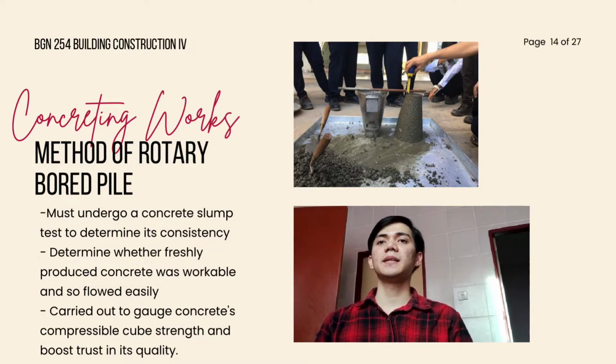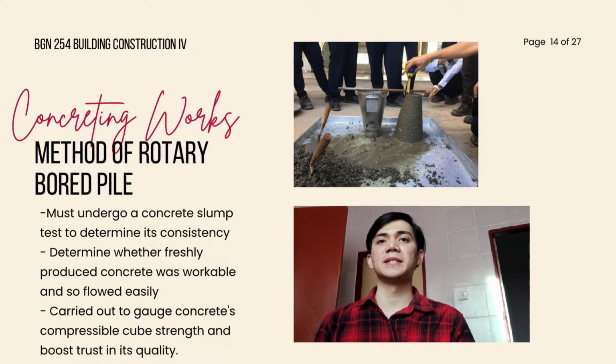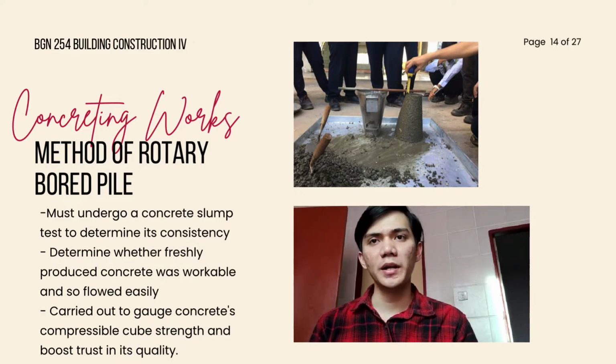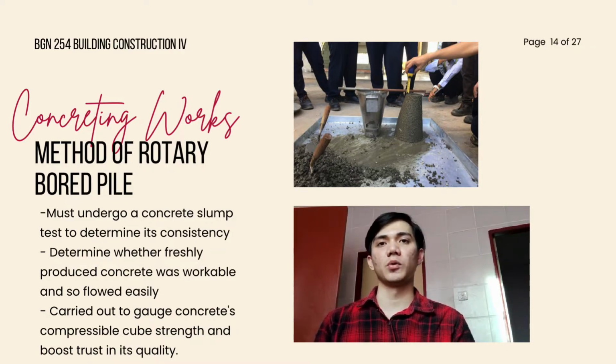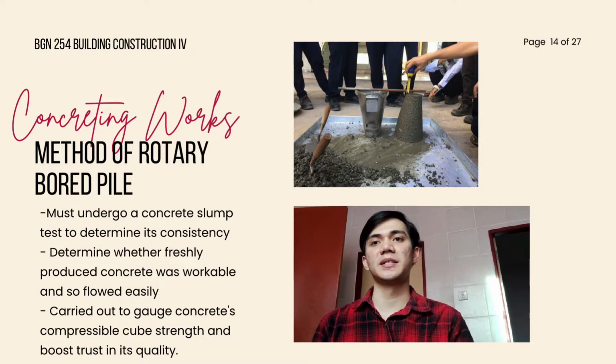For the next method, concreting work. Before pouring fresh concrete into a drill hole, it must undergo a concrete slump test to determine its consistency. The purpose of this test was to determine whether freshly produced concrete was workable and would flow easily. Following the completion of the concrete slump test, the cube test was carried out. It was carried out to gauge concrete compressive cube strength and boost trust in its quality.